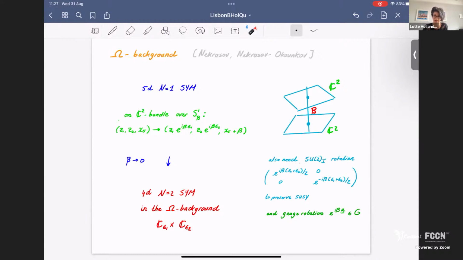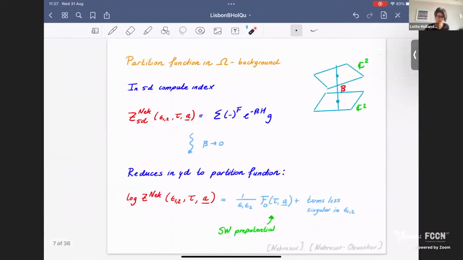This supersymmetric index is known as the Nekrasov partition function, and if we reduce this theory to 4 dimensions, so if we take beta going to 0, then we end up with the 4-dimensional N=2 theory in the omega background, which I will denote by C with subscripts epsilon1 and epsilon2 in this talk. So this is a way to regularize the partition function of the super-Yang-Mills theory and to be able to assign it a partition function.